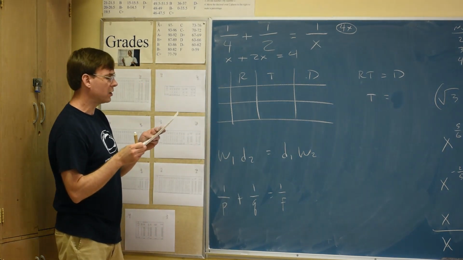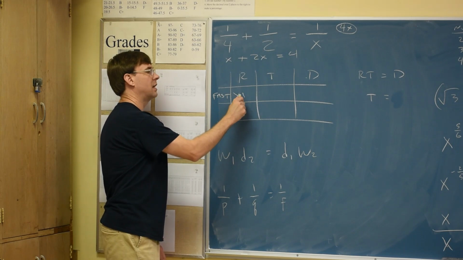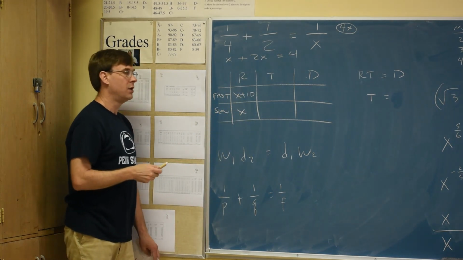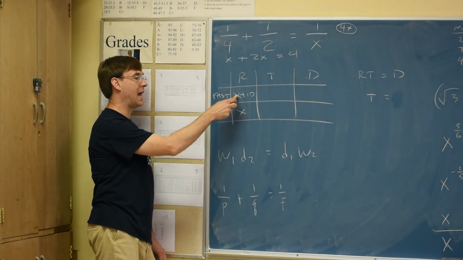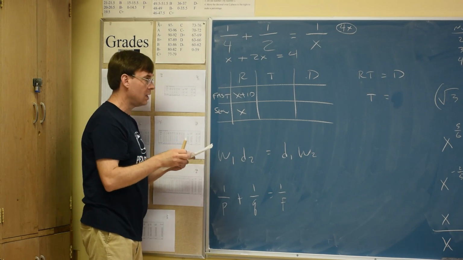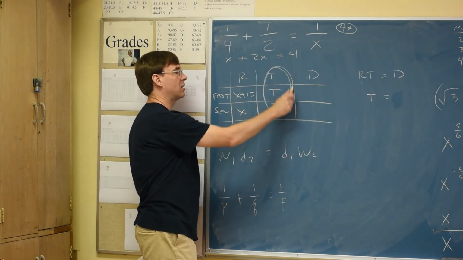It says here one car is 10 faster than another. So the fast car could be something like x plus 10, while the slow car could be x. You could also do the fast car to be an x and the slow car an x minus 10. It doesn't matter. Times are the same, so we can call them both t's, and that clues us in on something about this equation.